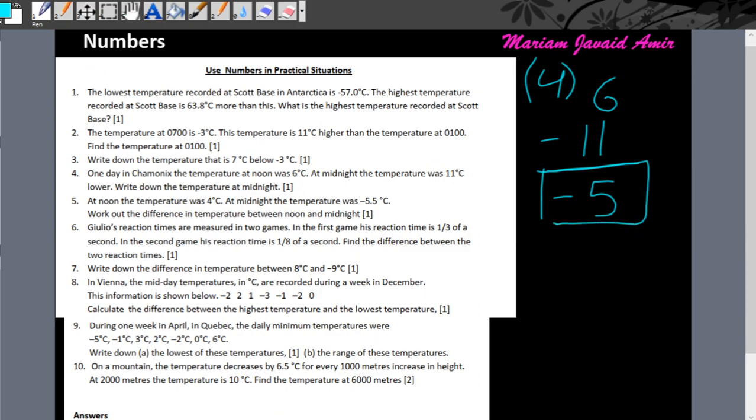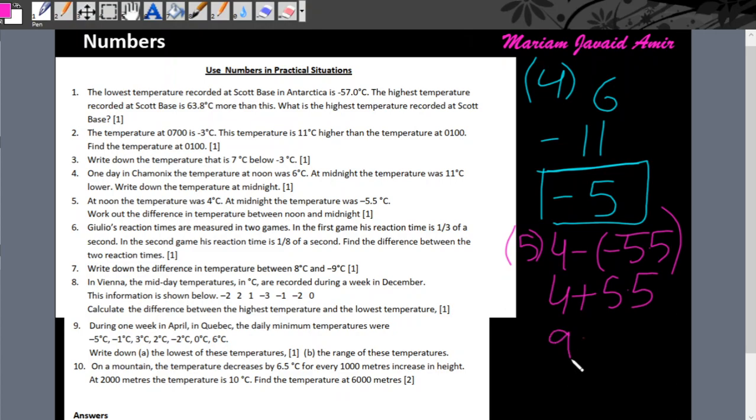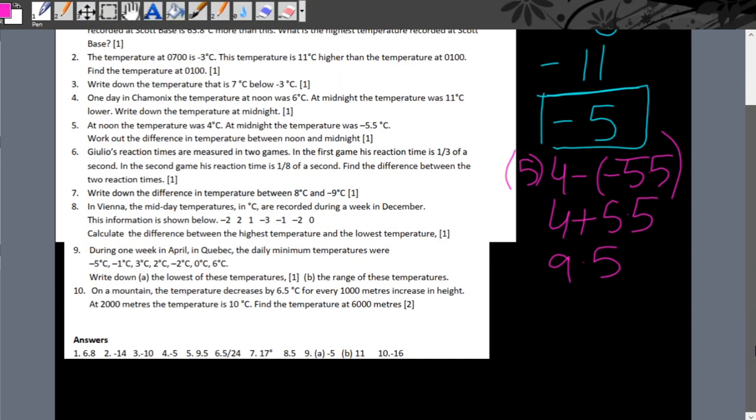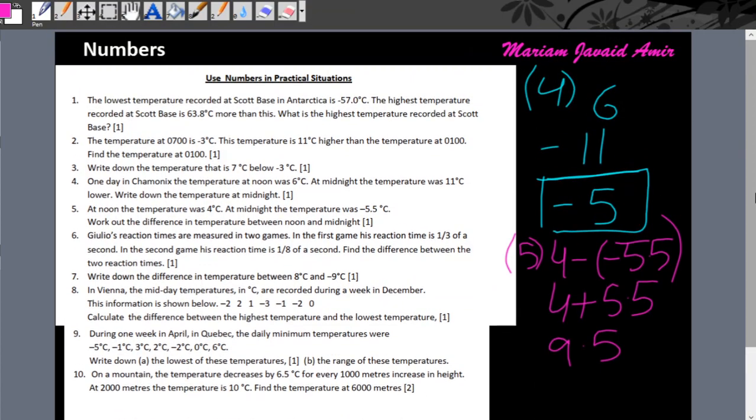Okay, question 5. At noon, the temperature was 4 degrees. At midnight, the temperature was minus 5.5. Work out the difference in these two temperatures. So that means we have to subtract these two temperatures. So 4 minus minus 5.5. So minus and minus makes plus. So we get 4 plus 5.5, which is 9.5. And let me quickly check the answer. Yes, 9.5 degrees is the answer for question 5.